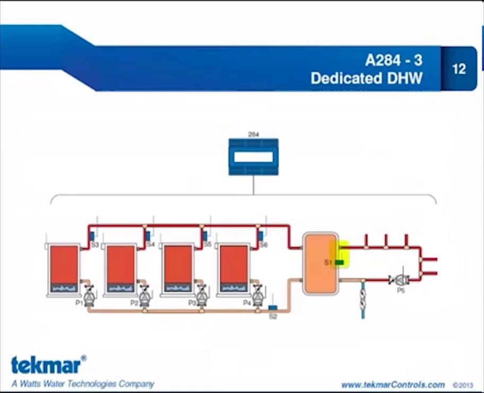You'll also notice that there is a domestic hot water sensor in the tank. That is the only way we can control the domestic hot water operation when we're doing dedicated domestic hot water. There is no option for an aquastat in this case. You'll also notice we again have our boiler inlet sensor and individual boiler outlet sensors, which will allow us to monitor the behavior of each of our four boilers.